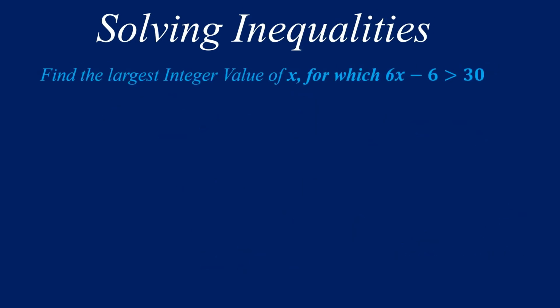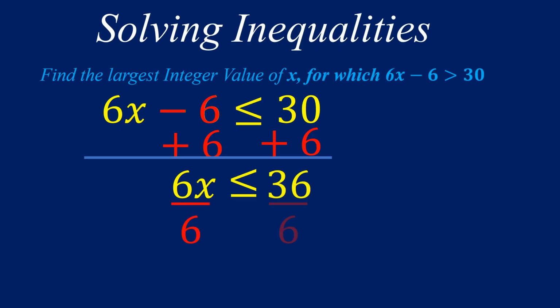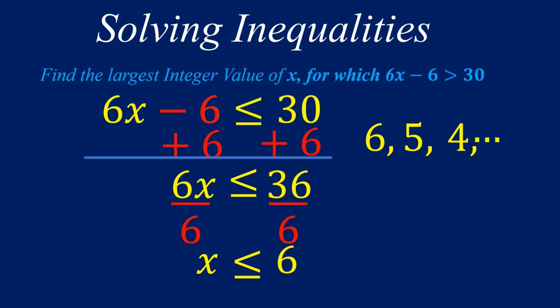Now let's try another example. Find the largest integer value of x for which 6x minus 6 is less than or equal to 30. This time, we are asked to find the largest integer that satisfies the inequality. First, we solve the inequality. Add 6 to both sides. This gives 6x less than or equal to 36. Now divide both sides by 6. We get x is less than or equal to 6. The integers that satisfy this are 6, 5, 4, and so on. The largest of these is 6, so the answer is 6.